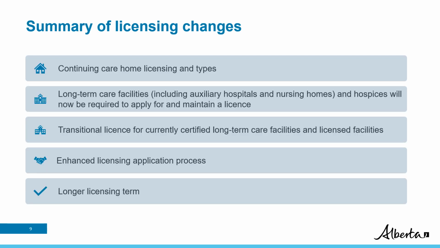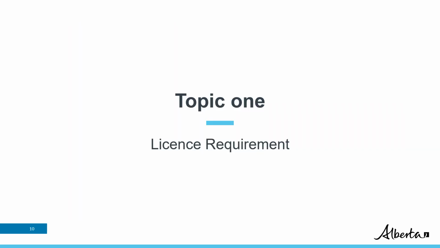Some changes to licensing include continuing care home license and types, long-term care and hospice now to be licensed, issuing of transitional licenses for certified and licensed facilities to transition into the new Act, an enhanced licensing process, and longer license duration. Topic 1. License requirement.